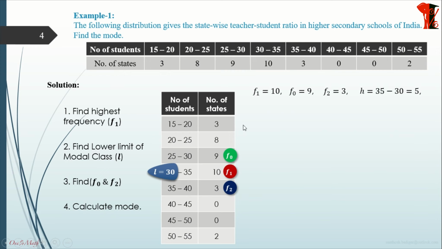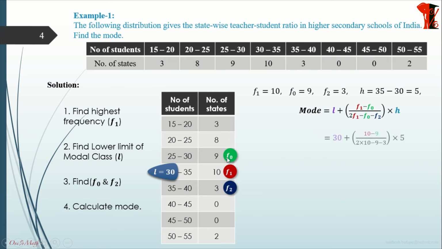See, F1 is 10, F0 is 9, F2 is 3, and H means class size, that is the difference of the class limits. 35 minus 30 is 5. You can find the difference of any class interval here, but I usually take this. Fine, no problem. Next, we are going to calculate the mode. Write the formula first.